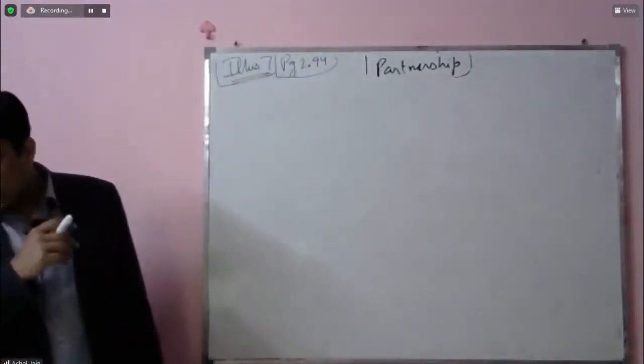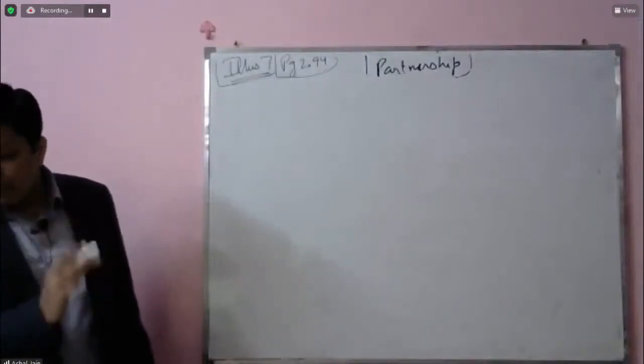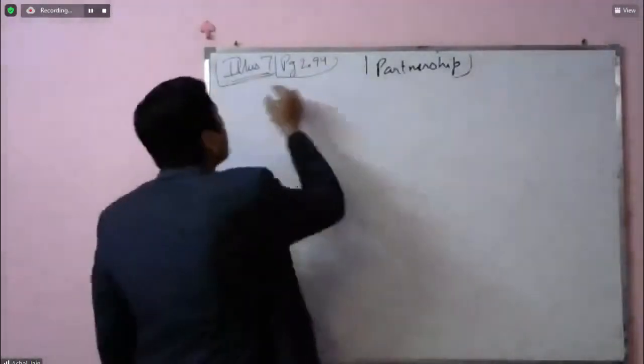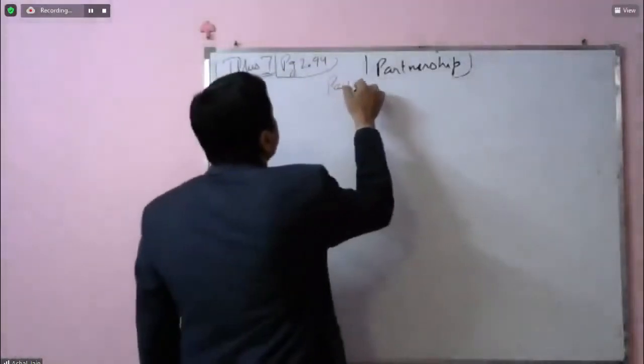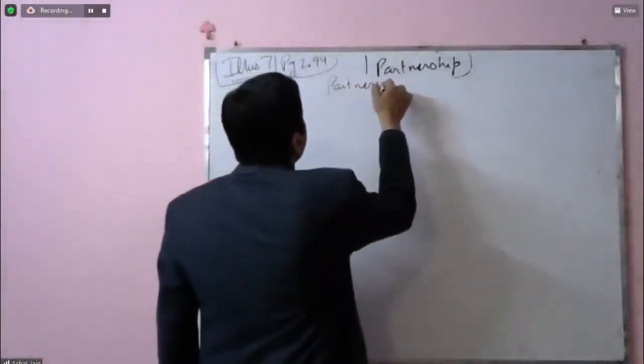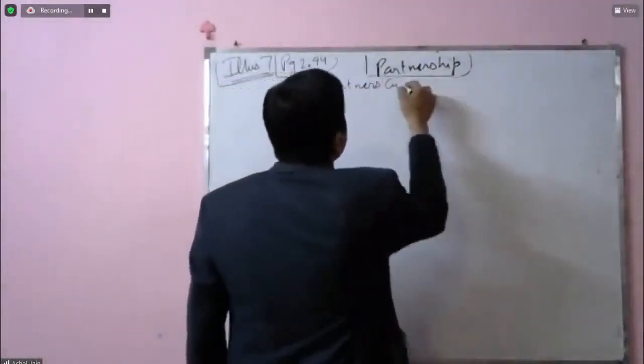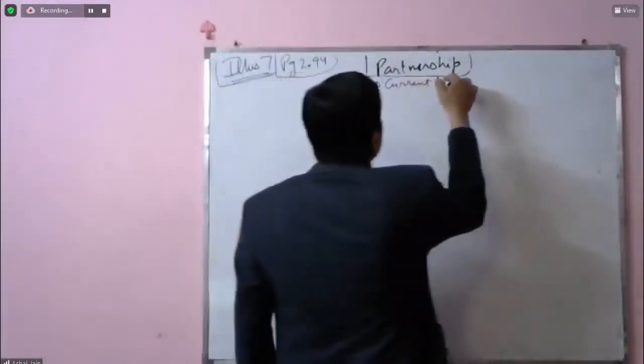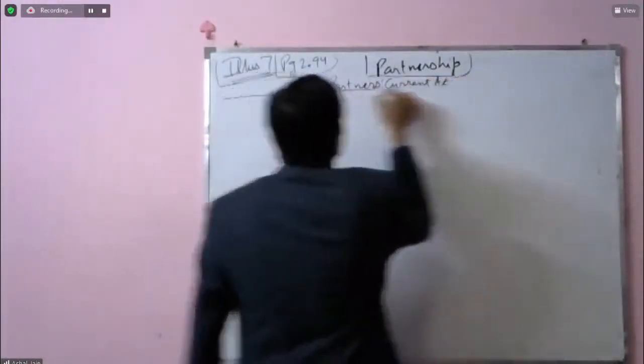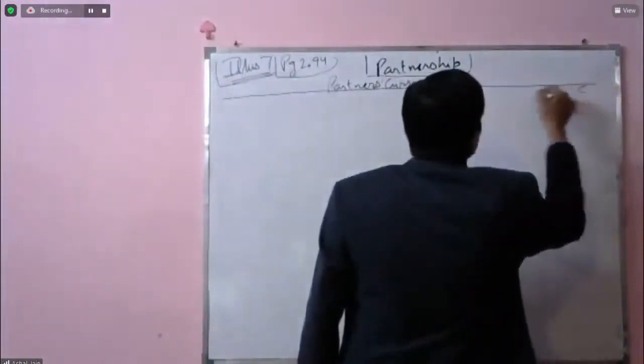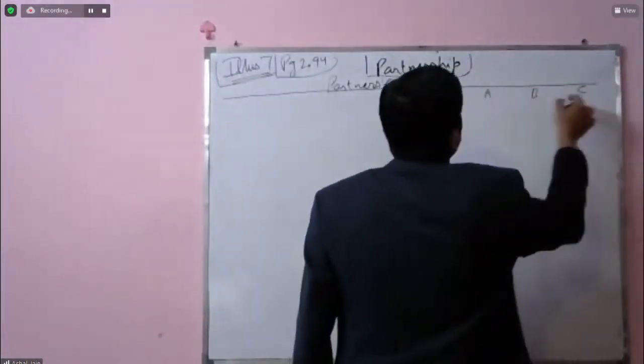So partners' current accounts, A, B, and C.